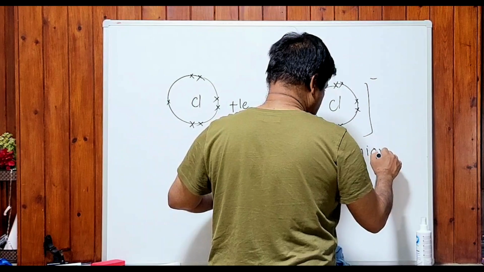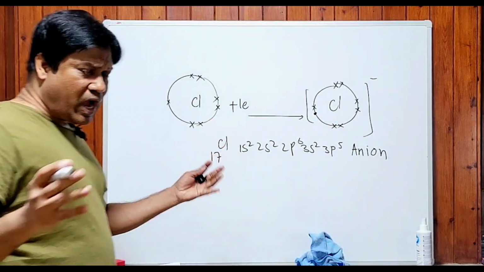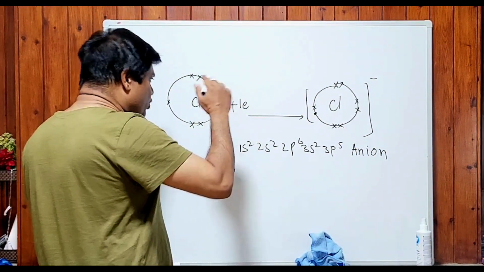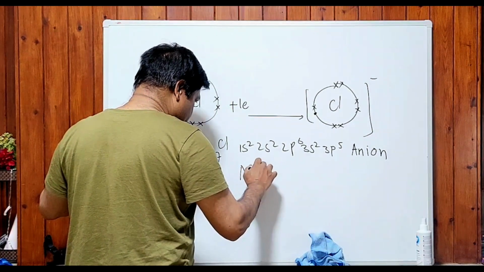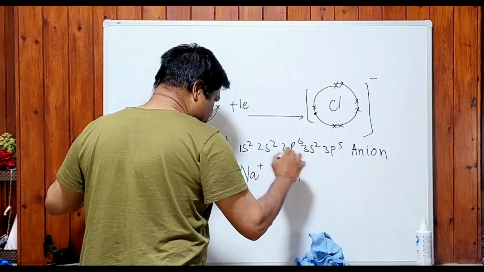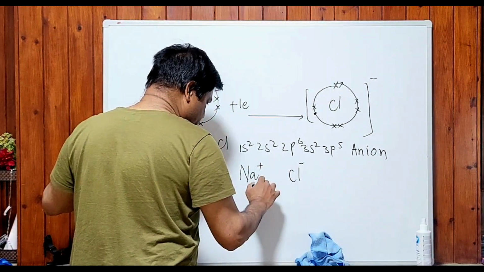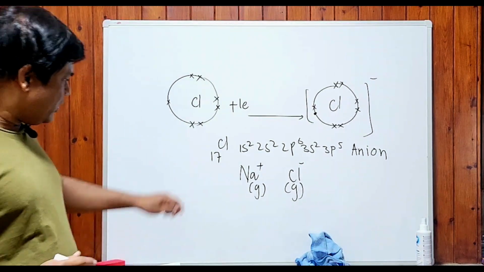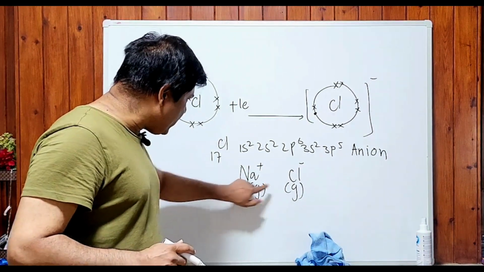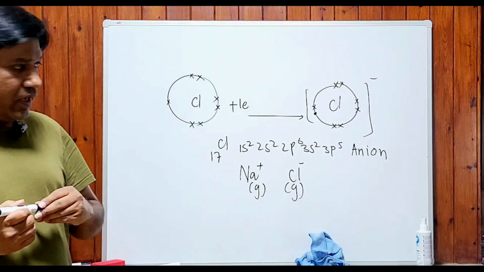Anion. Now, we have two oppositely charged ions, Na+ and Cl-, in the gas form. All are in the gas form. Okay? A positive ion and a negative ion. Now look at that.